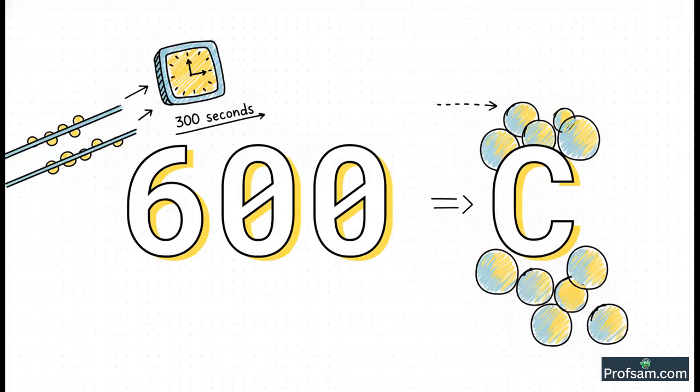And now it's easy. We just multiply 2 amps by 300 seconds, and we get 600 coulombs. So 600 coulombs of charge flowed through that wire. See? It's quite simple once you know the formula and remember the units.